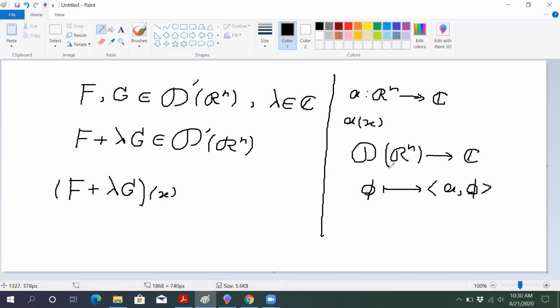But as I said, in our work, the distribution induced by a continuous function and other types of functions, like locally integrable ones that we are going to discuss, we use this notation, F_A, to stress that F is a distribution induced by A. We do not use this notation.